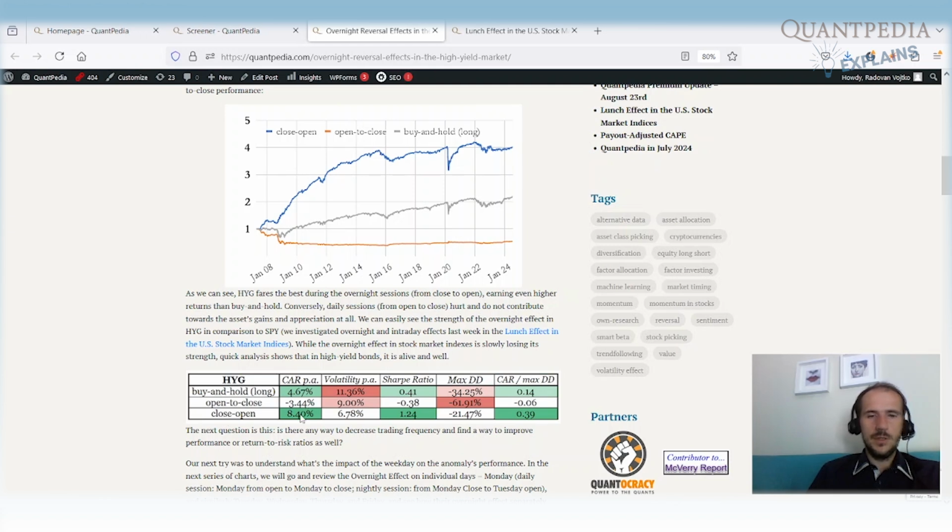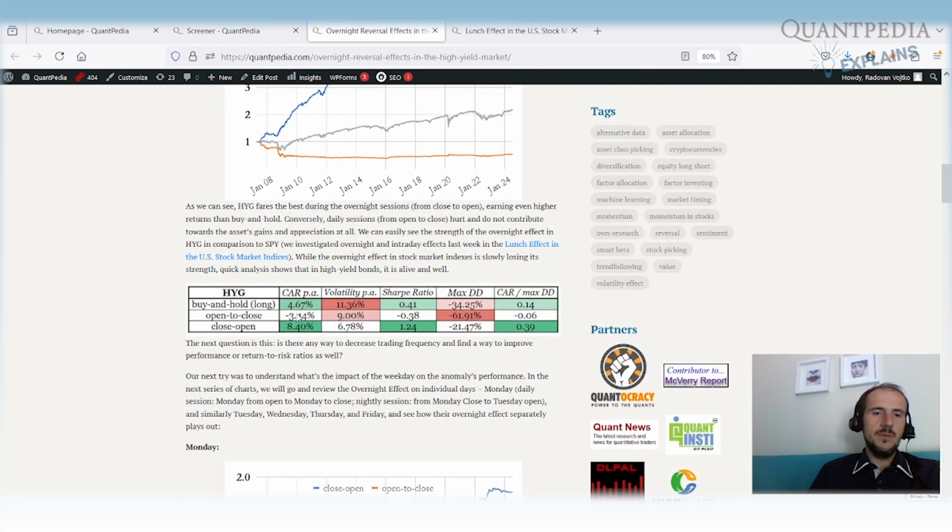This spread is probably the highest spread that I was able to find in any ETF. So it's significantly higher than in case of SPY or in case of any equity ETF. And the reason why there is such a big spread between overnight session and intraday session is especially connected to the effect that the high yield ETF is a very liquid instrument built on top of very illiquid bonds.